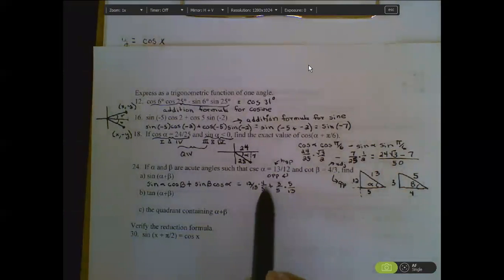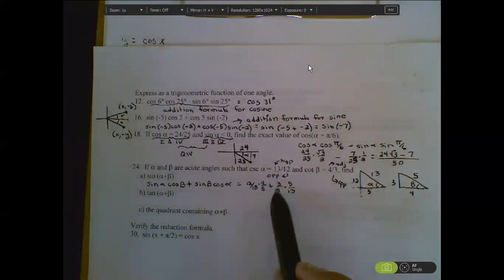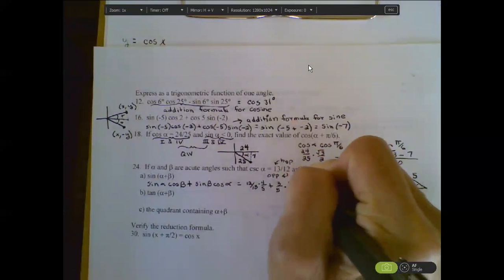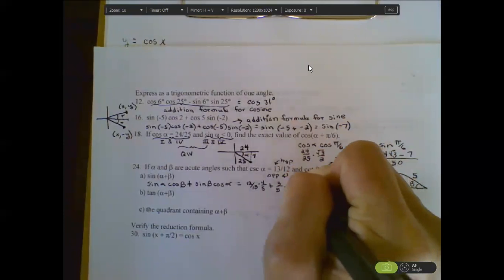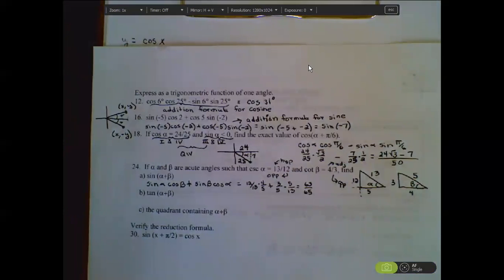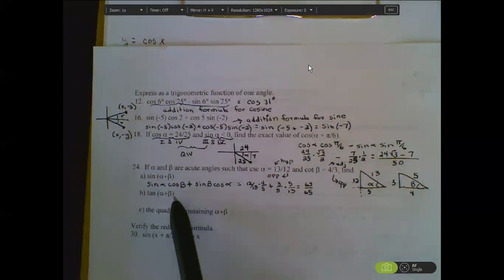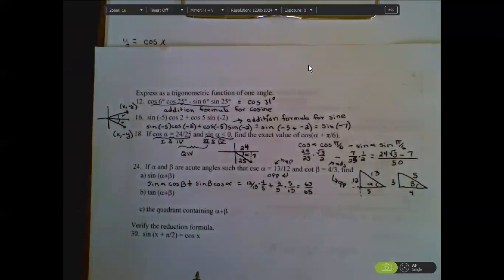That's 48/65 plus 15/65 is 63/65. 48 and 15, yeah, that's 63. So it's kind of cool, if you're a nerd, kind of cool that without knowing what alpha is and without knowing what beta is, you can still find what the sine of alpha plus beta is.